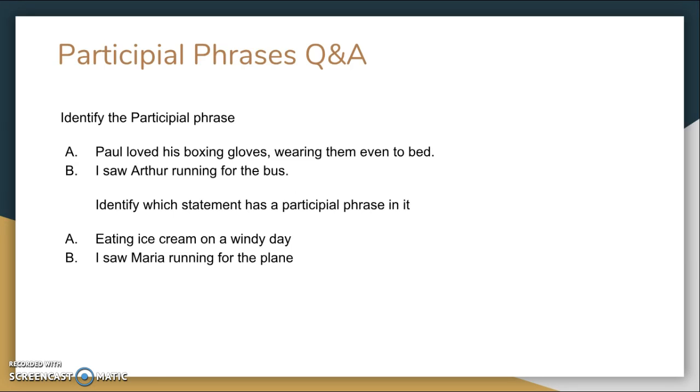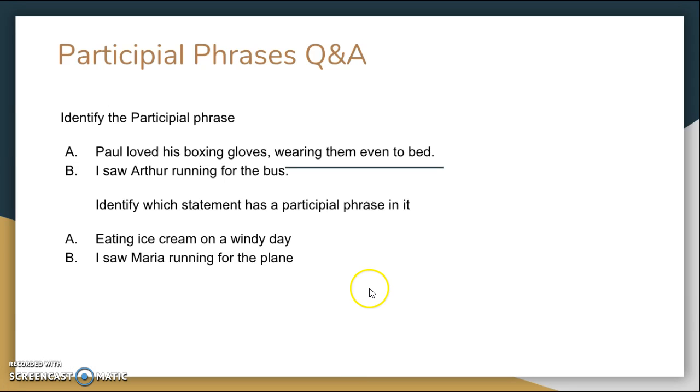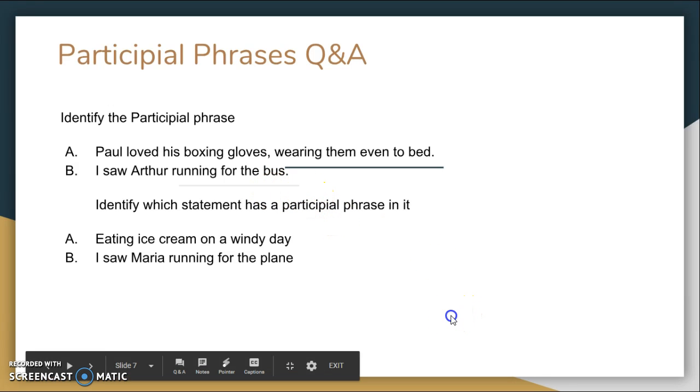Participial phrases, Q&A. You may pause the video to answer the questions if you need extra time. Identify the participial phrase. A. Paul loved his boxing gloves, wearing them even to bed. The participial phrase in this case will be "wearing them even to bed." B. I saw Arthur running for the bus. The participial phrase in this case will be "running for the bus."